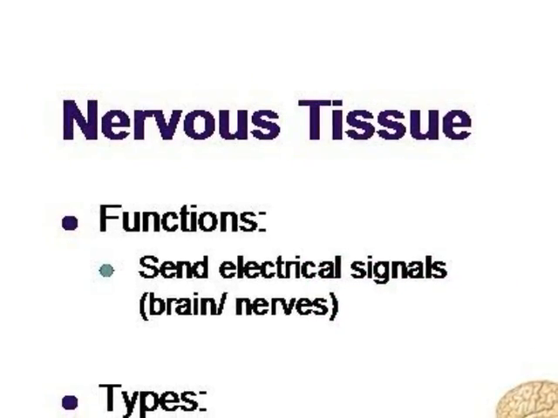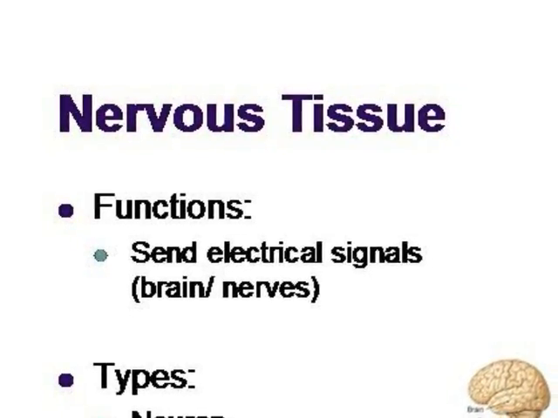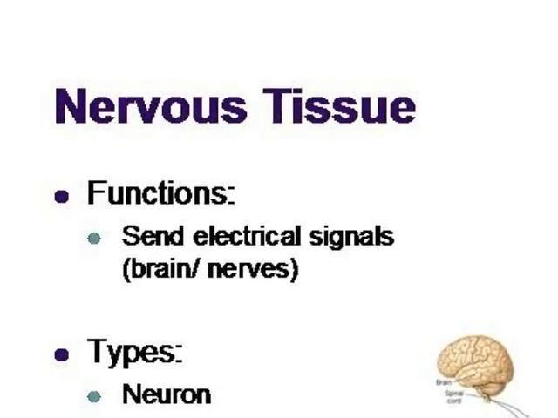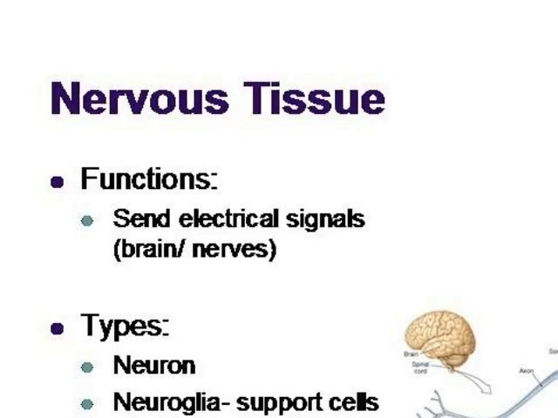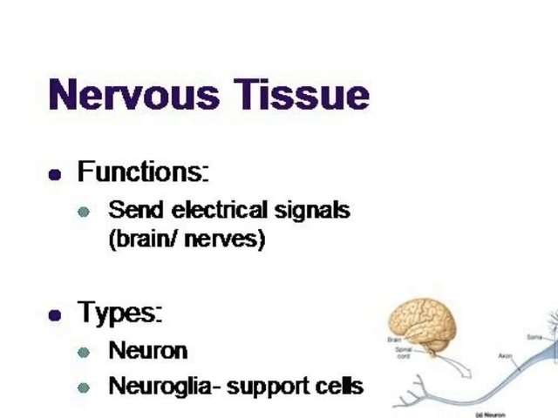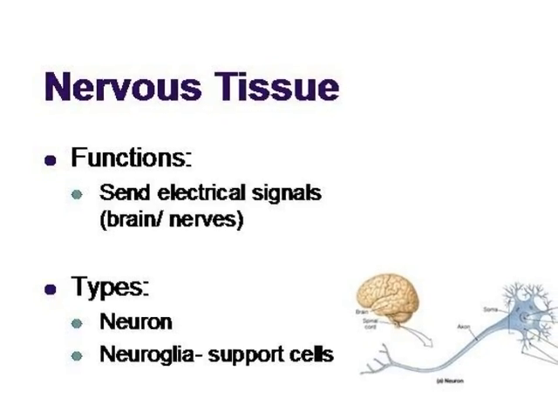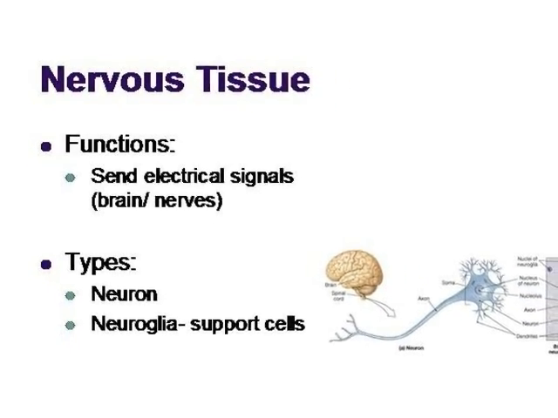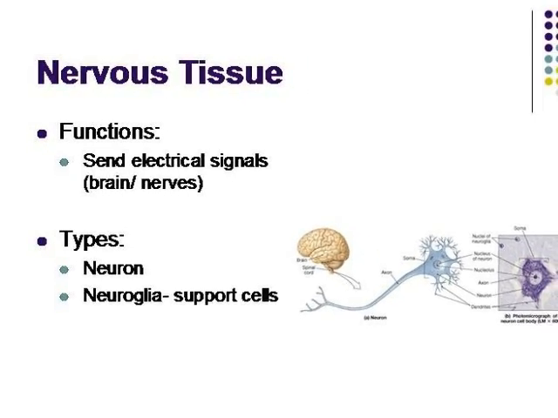The final type of tissue in the body is nervous tissue. Nervous tissue's main function is to send electrical signals. Nervous tissue is what makes up your brain and nerves. There are two types of nervous tissue, the neuron and neuroglia. Neuroglia are the support cells that keep neurons healthy. The picture that you see here is an example of a neuron. We will discuss neurons more in depth in a future lesson.